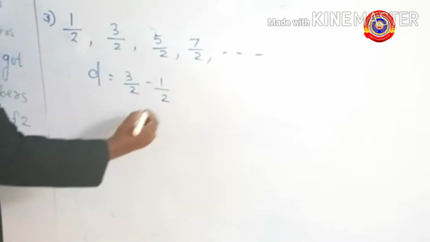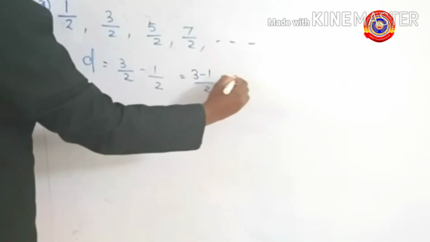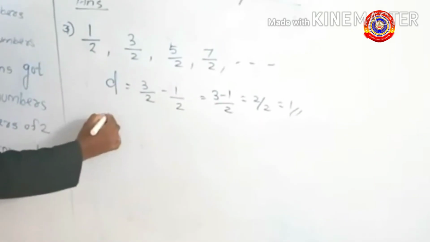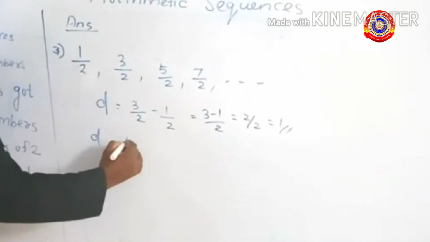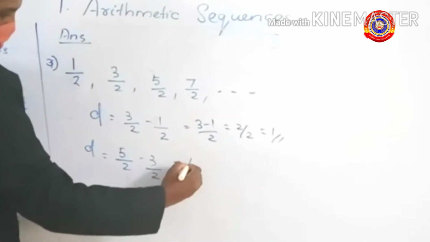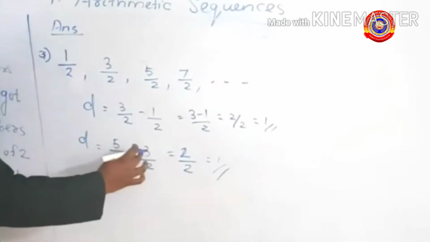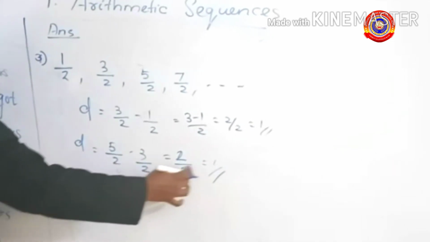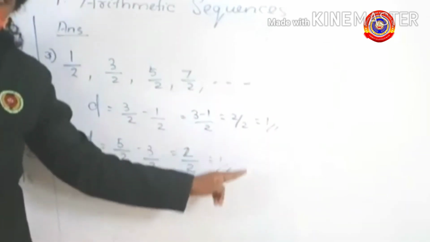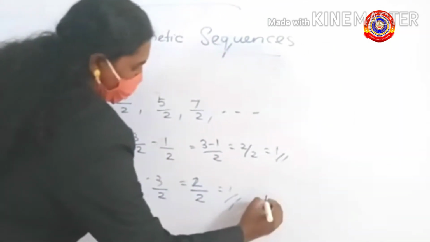D equal to 3 by 2 minus 1 by 2. 3 minus 1 divided by 2 is 2 by 2 equal to 1. Next D equal to 5 by 2 minus 3 by 2. It is equal to 2 by 2 equal to 1. Here D equal to 1. So the common difference is same. So it forms an arithmetic sequence.